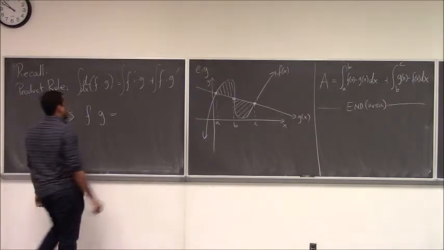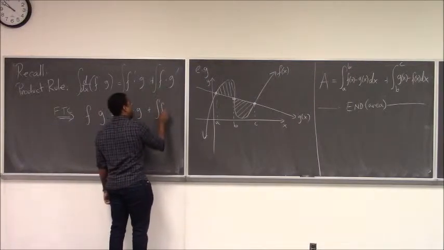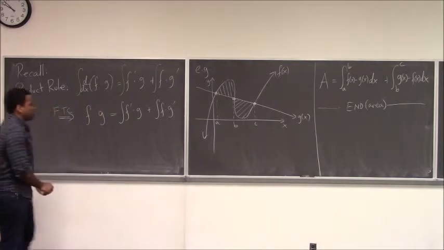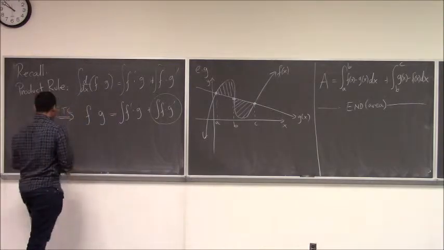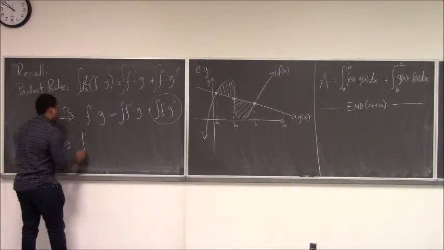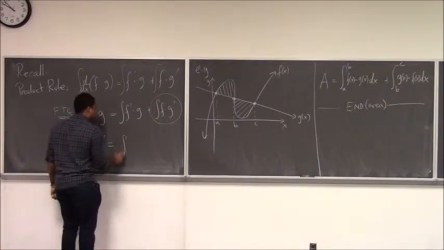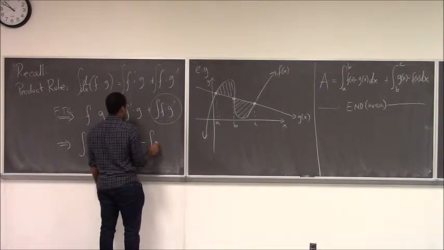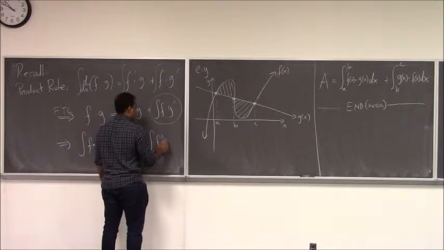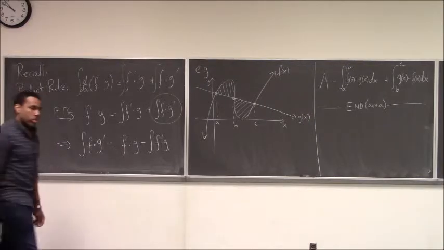And over here, we'll have just whatever these integrals will actually be. And for kicks, we're going to solve for this guy. So we have the integral of f times g prime is going to be equal to f times g minus the integral of f prime times g. So we take the product rule, we integrate both sides of the product rule, we rearrange terms.